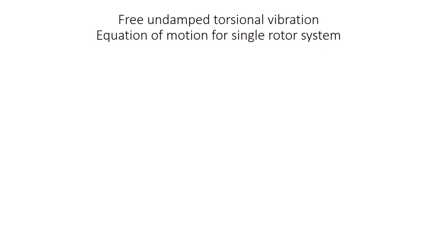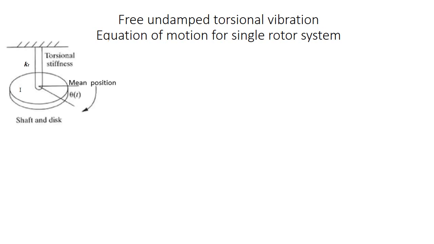Now we will derive the equation of motion for a single rotor system which is undamped and undergoing torsional vibration. So this is a figure which shows a single rotor system. There will be a shaft, and to that shaft a rotor is attached. Unlike the longitudinal vibration systems, which consist of a spring and a mass and have linear motion, in this case we are giving an angular deflection to the rotor for starting the vibration. So the shaft will prevent the rotor from moving from its mean position.